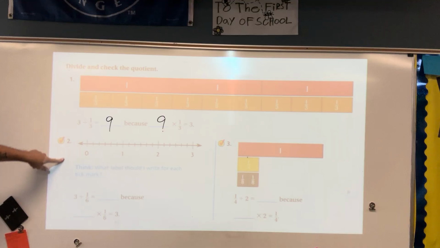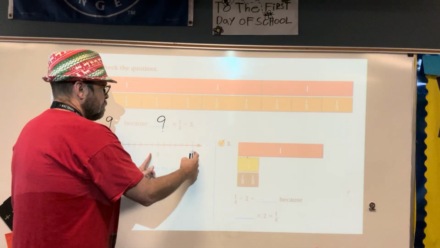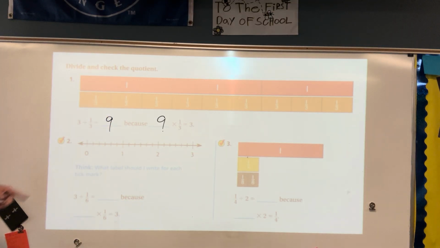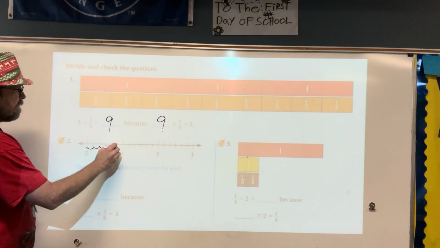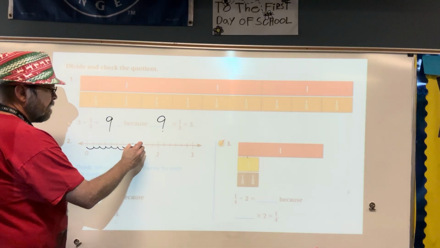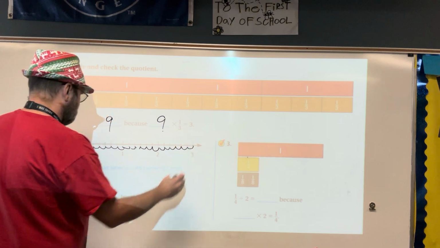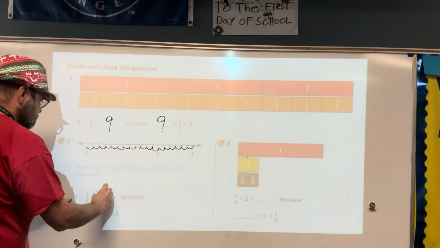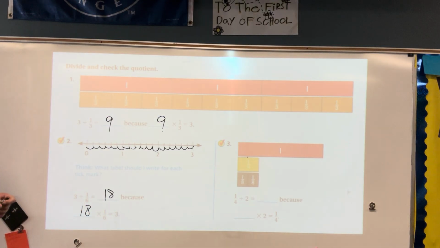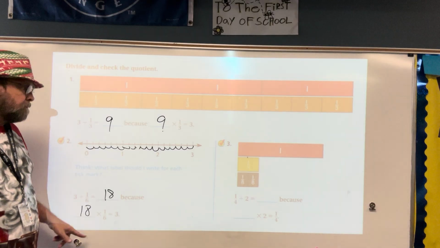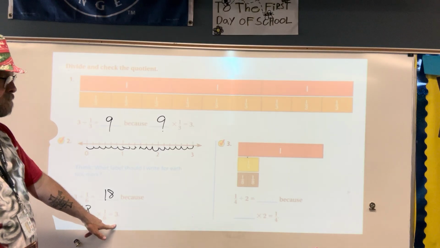The second problem here, 3 divided by 1/6. I have 1, 2, 3. I divide it by 1/6. Each of these whole numbers is divided into 6: 1, 2, 3, 4, 5, 6, 7, 8, 9, 10, 11, 12, 13, 14, 15, 16, 17, 18. So 3 divided by 1/6 is 18, because 18 times 1/6 is 3, which means if I added 1/6 plus 1/6 plus 1/6 and carried it on 18 times, I'd get 3 as a whole.